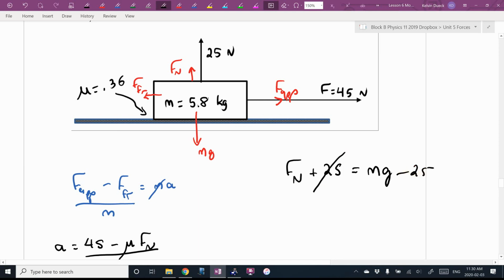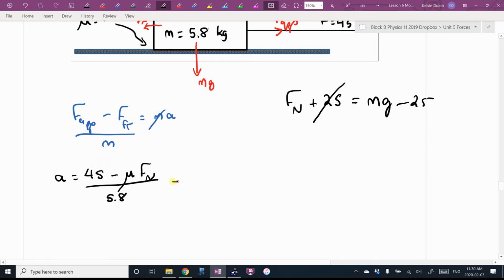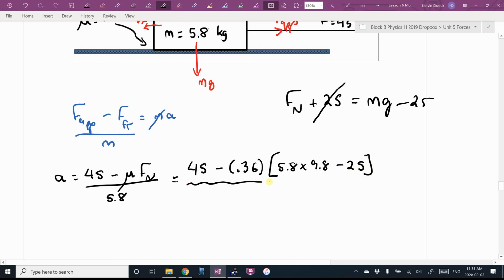Your normal is mg. When you're feeling lighter, we're subtracting from the normal force. So, it's going to be 45. Hey, Campbell, what's mu in this question? 0.36. And then we're going to have m, 5.8, g, 9.8, minus 25, all over 5.8. Get your calculators out.